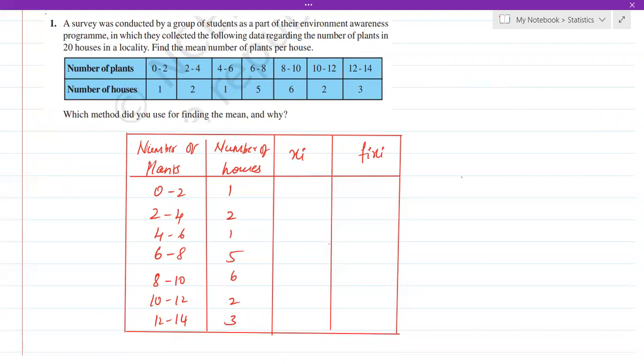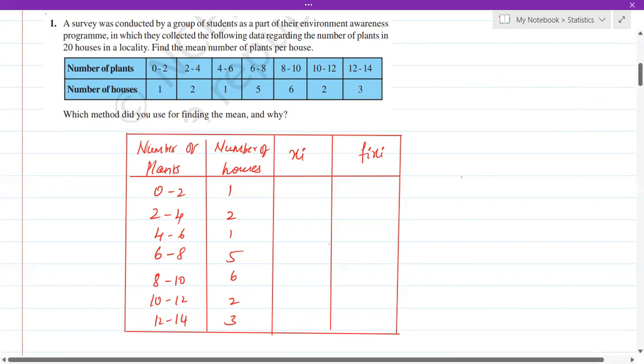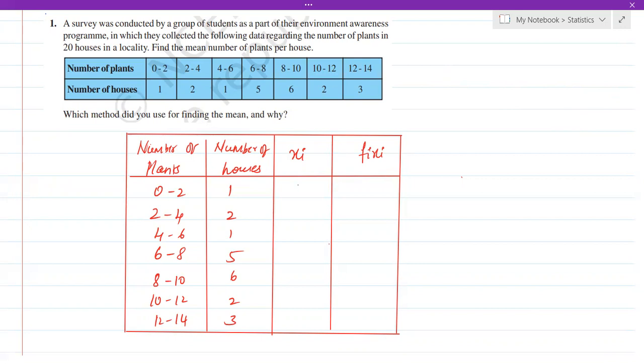So what is the middle value from 0 to 2? It is actually 1. Or if you add it, the lower limit is 0, the upper limit is 2, add it and divide by 2. So you get 2 by 2, which is 1. Or you can also do it directly. The middle value is 1. Next it is 3, 5, 7, 9, 11, and 13. So we found xi. The next step is multiplying fi and xi. Here the number of houses is actually fi, the frequency.